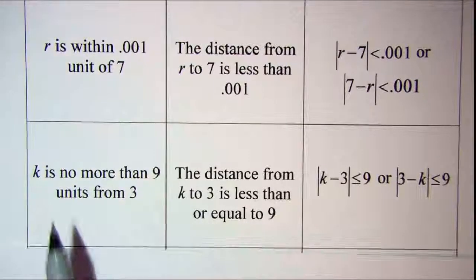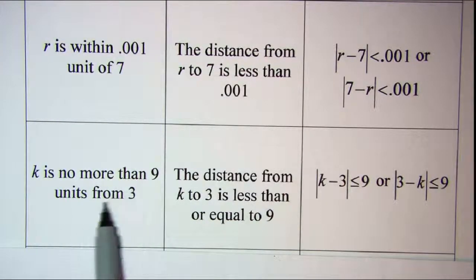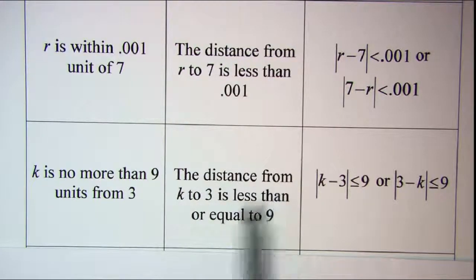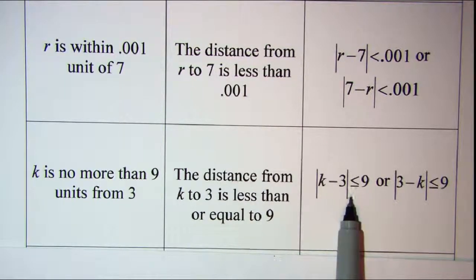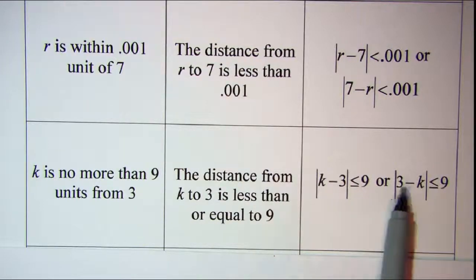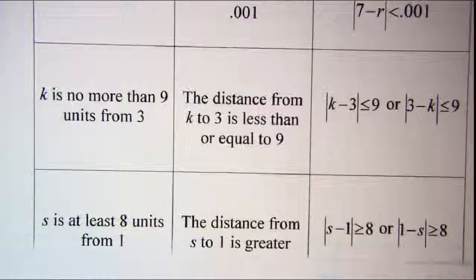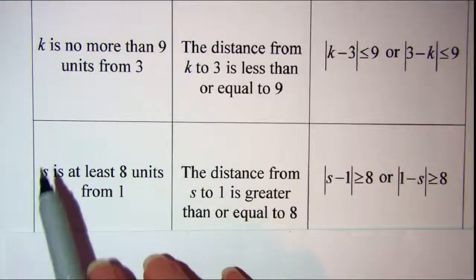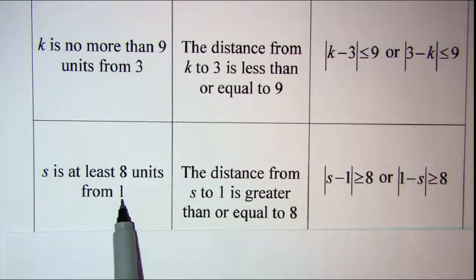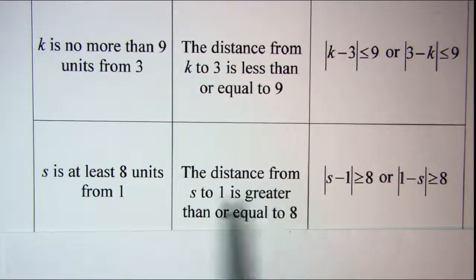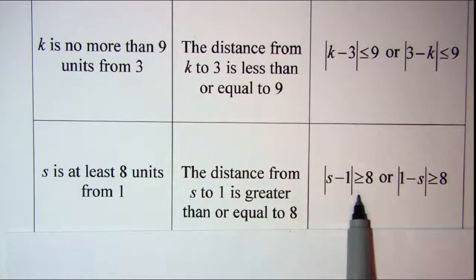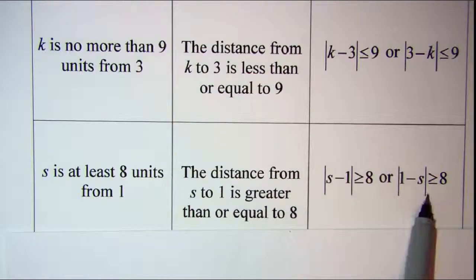Another one, k is no more than 9 units from 3. That means that the distance from k to 3 is less than or equal to 9. So our absolute value inequality that we would write is the absolute value of k minus 3 is less than or equal to 9, or we can turn that around. One more example. S is at least 8 units from 1. So that means that the distance from S to 1 is greater than or equal to 8. So our absolute value inequality would be the absolute value of S minus 1 is greater than or equal to 8, or you can turn it around.